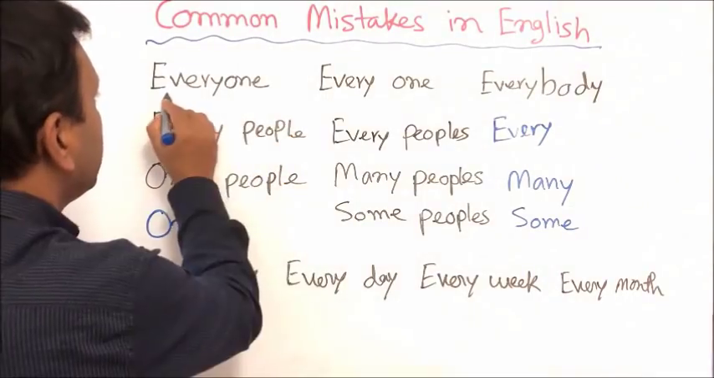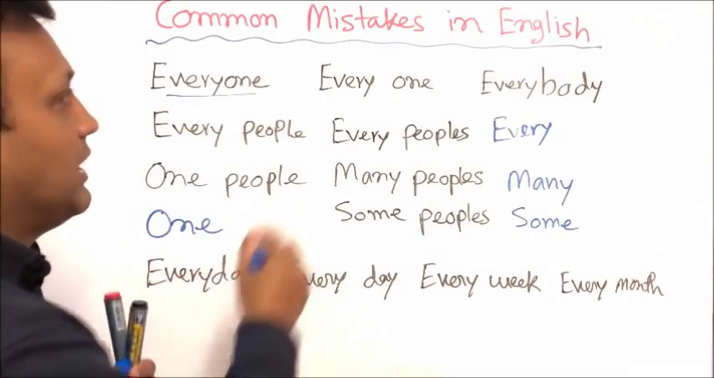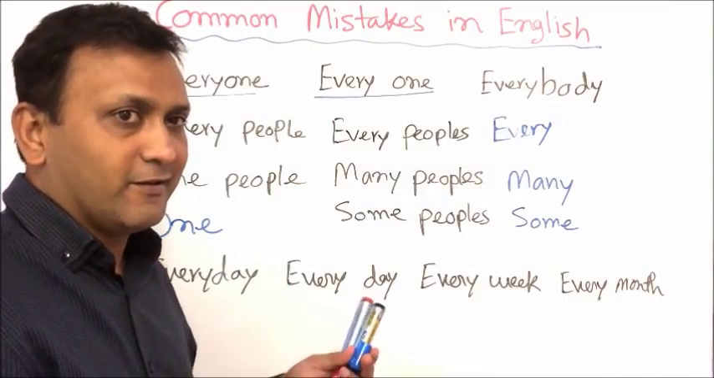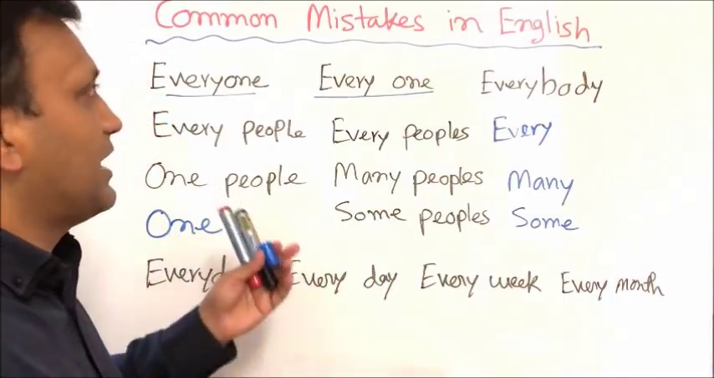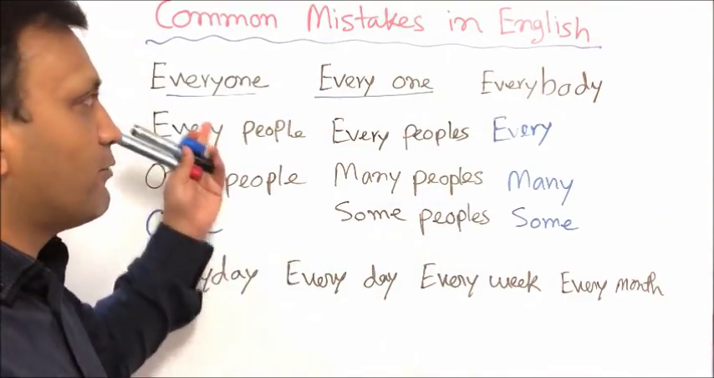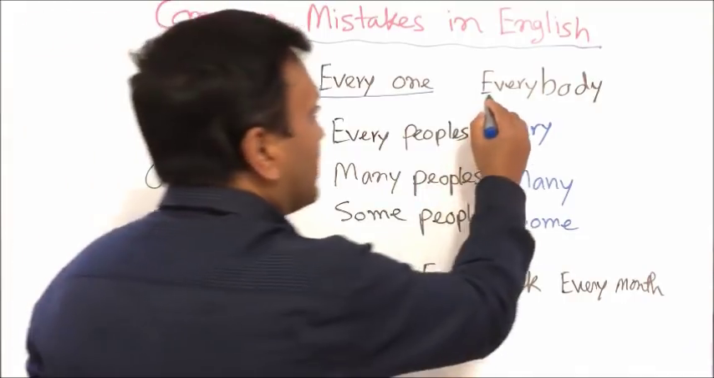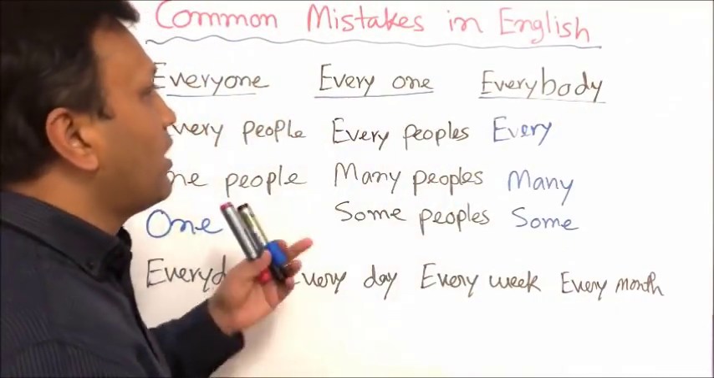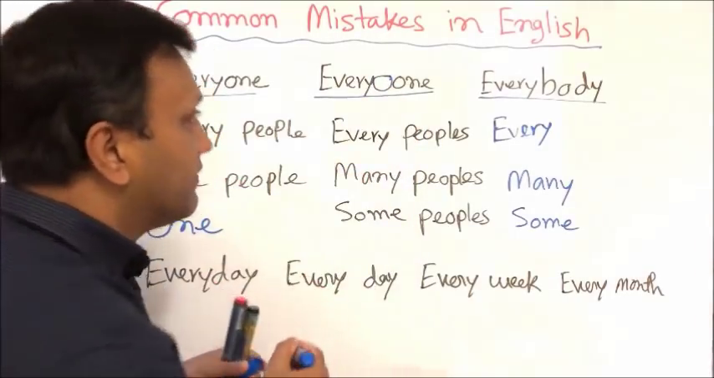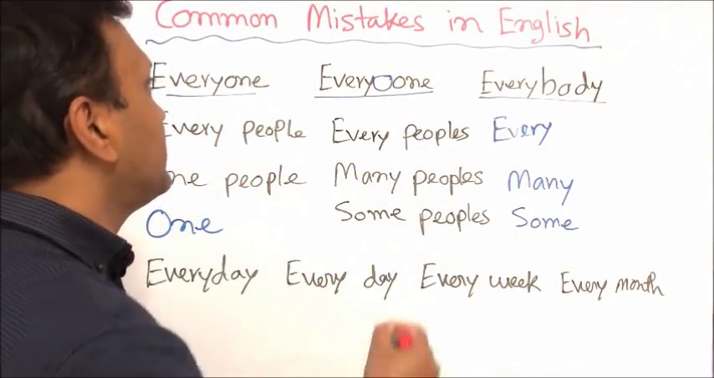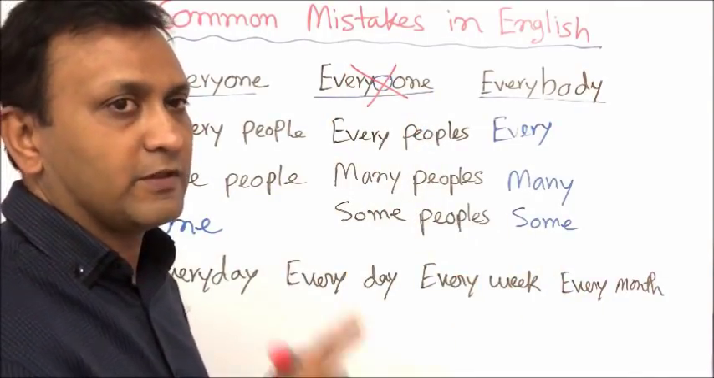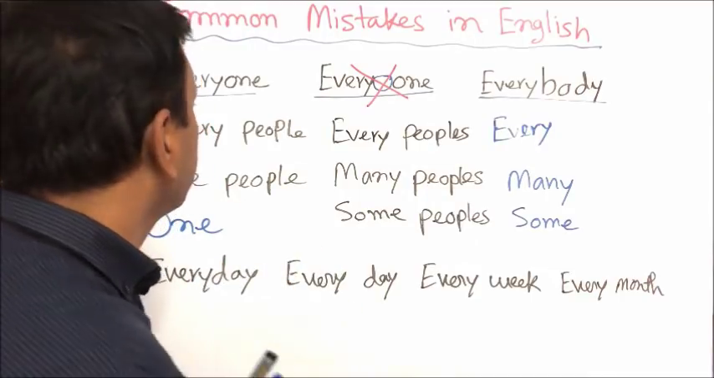One here is, this is everyone, we can see one word. Here we can see every, then one. Now many students, coming from those countries I have mentioned, they are not sure whether it's one word or two words. We have to understand that everyone is one word, same as everybody. The way we say everybody together, we have to say everyone together, and there is no gap here. That's why this everyone is absolutely wrong. We can't say every then one separately. So that's one word, that's it.